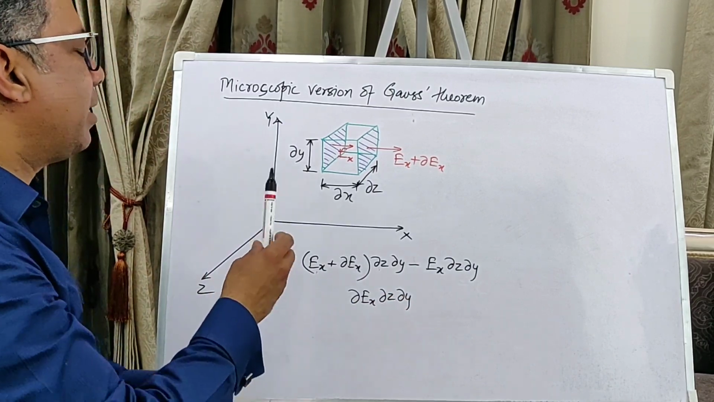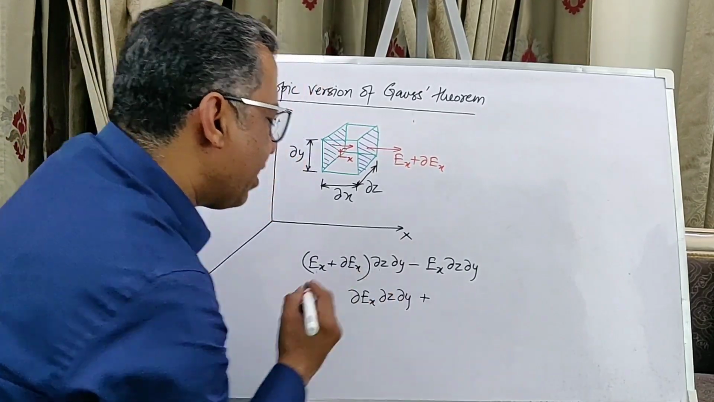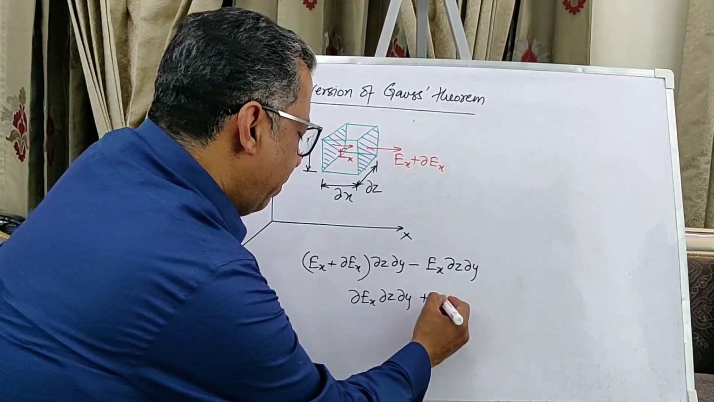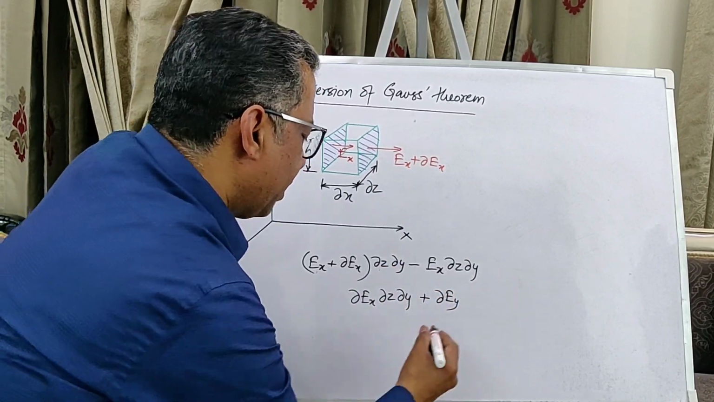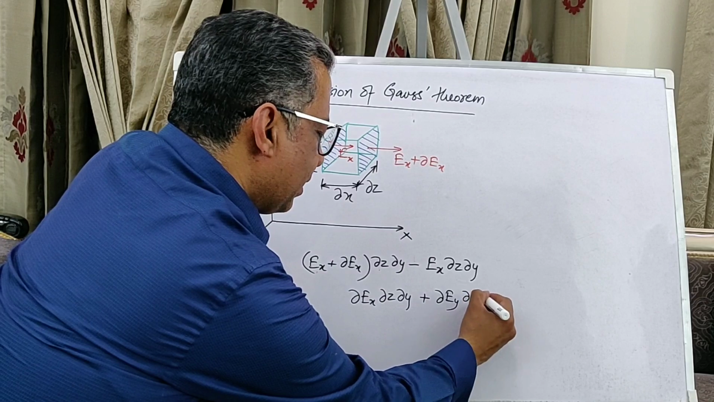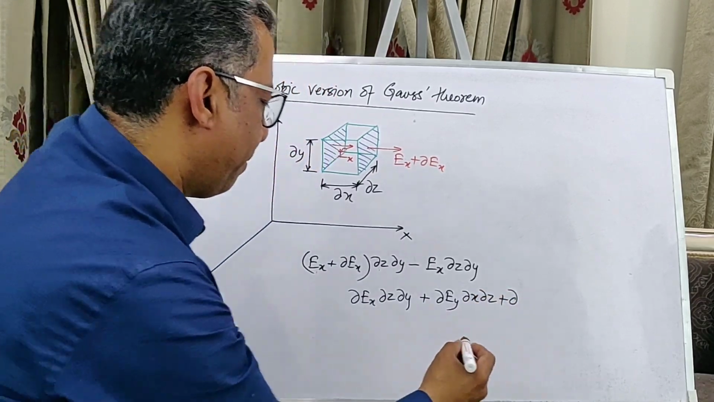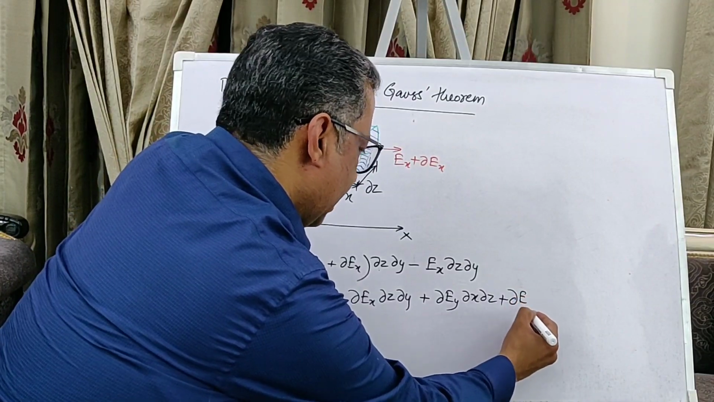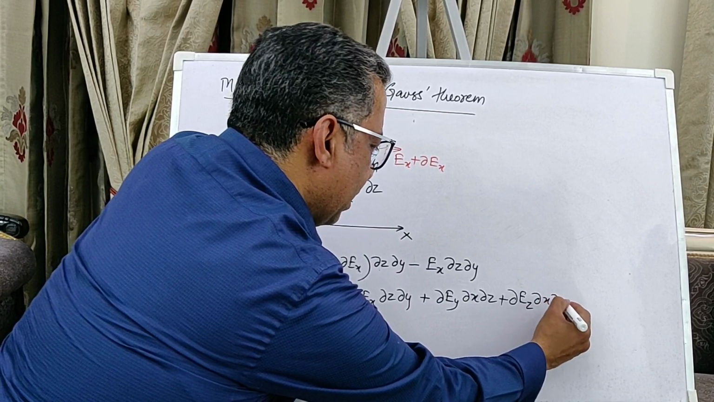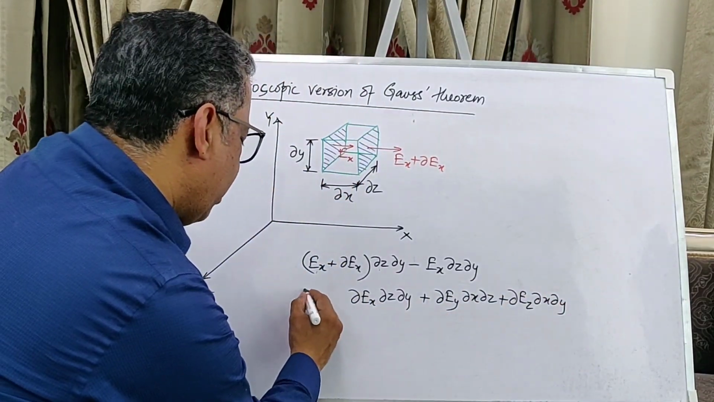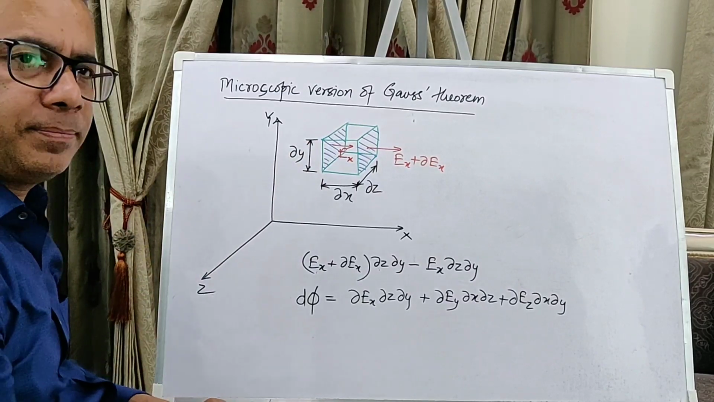Now if you consider the other two pairs of surfaces as well, their fluxes will come out to be del Ey times del x del z plus del Ez times del x del y. This is the total flux d phi through this entire cube.